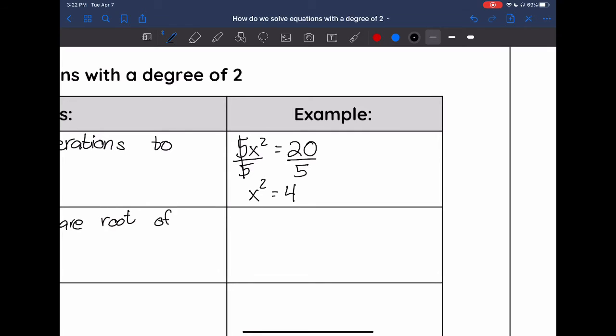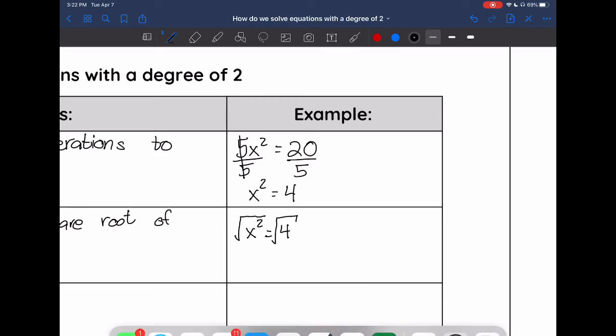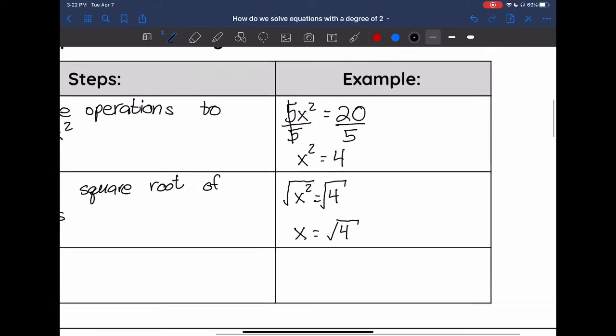So I'll rewrite over here x squared is equal to 4. And I want to take the square root of both sides. So I'm going to draw this little square root symbol on both sides of my equation. The square root of x squared is just x. And for now, I'm going to leave this as square root of 4, and we'll talk about how to evaluate that in our next step.